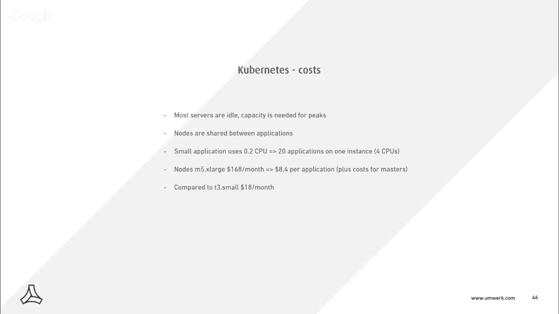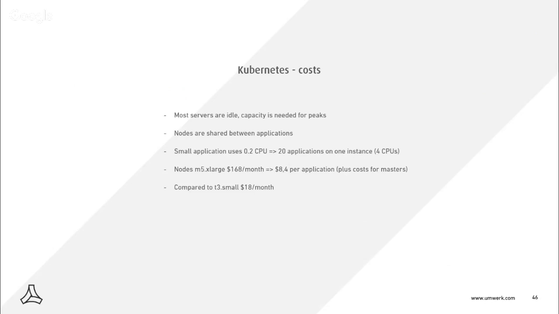Some little calculation example. If I have a small CPU which takes 200 milli CPU, then I could take 20 applications on a 4 CPU machine, roughly. If a 4 CPU machine costs $170 a month, then that's $8 something per application, plus the masters, then it's maybe 9. When I'm taking a small instance, then it's $18 a month. That's double the price. My application would have a full core then, but usually I don't need a full core when my application is just idle, and I cannot really burst then.